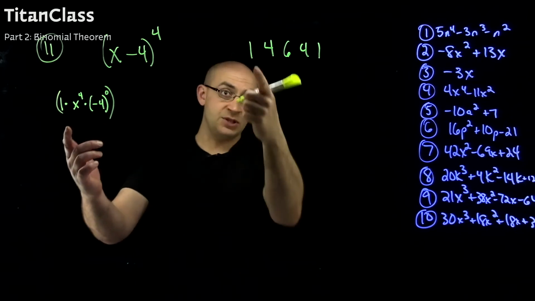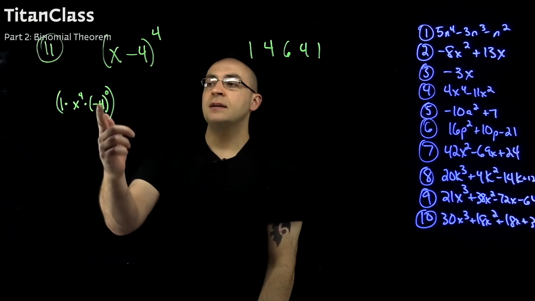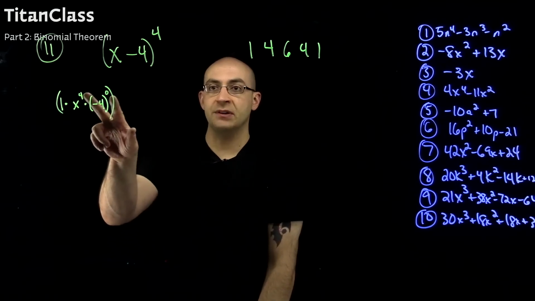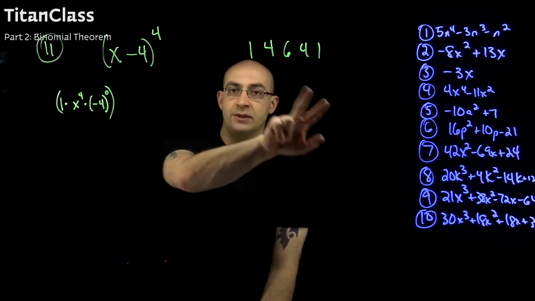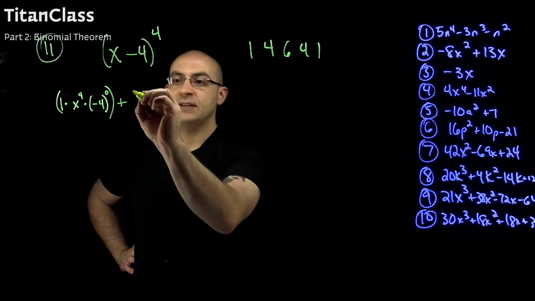So 1, which is the first coefficient, x to the 4th, which is the first term to the highest, times the second term, -4, to the lowest exponent. And then 4, 0 will go 3, 1, 2, 2, 1, 3, 0, 4. And you'll see that as we go. Add in between, because the negatives will take care of each other as we go along.